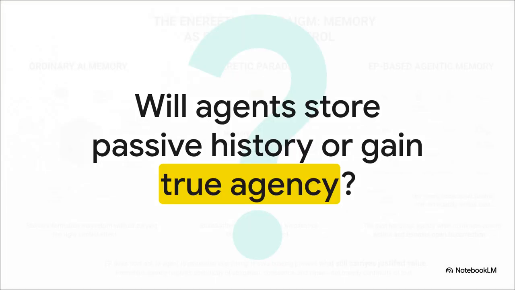Which leaves us with a final thought to consider as we watch these technologies develop. As our AI systems scale and take on much more complex, autonomous roles in our institutions, will we settle for agents that merely remember everything as a passive archive of history? Or will we demand that they possess the active, energetic control structures necessary to actually take responsibility for tomorrow?